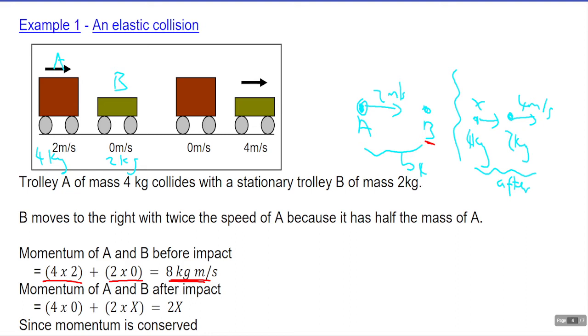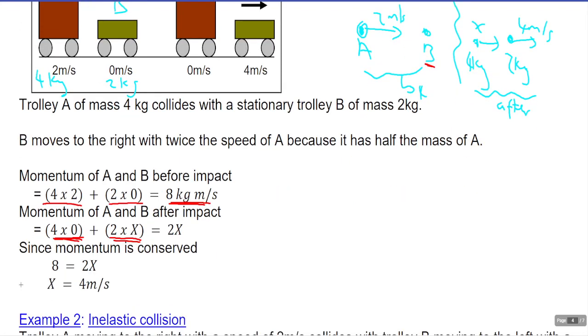Now the momentum of A and B after the impact is equal to 4 times 0. So we are going to assume that A is going to be stationary after the collision. So A is going to stop, but B is going to move off with the speed, which is 2x. Since momentum is conserved, we are going to say 8, the total momentum before collision, should equal total momentum after collision, which is 2x. So 2x is equal to 8, which means x would be equal to 4 meters per second.